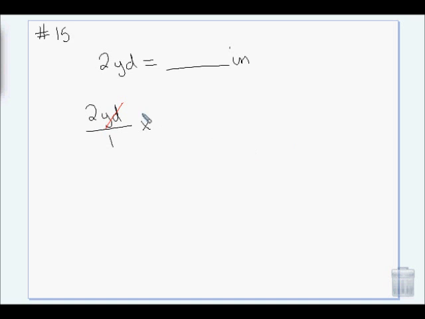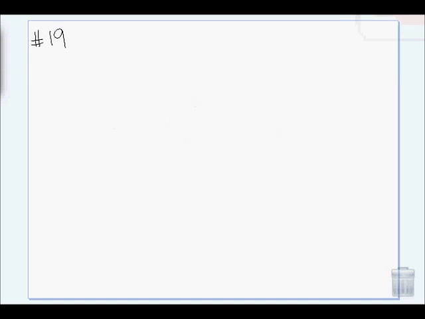I was in my head stepping. I meant to say there are 3 feet in 1 yard and then 12 inches in 1 foot. That's what I meant. So the yards cancel, the feet cancel, and so I have 2 times 3 times 12, which is 72 inches. Because we don't have a yard to inches, we have yards to feet and feet to inches. I don't have a conversion for that.